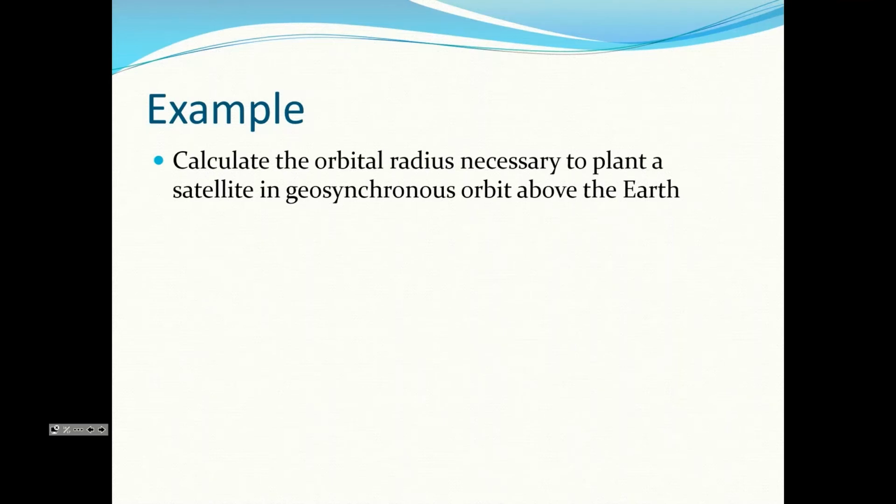So calculate the orbital radius necessary to place a satellite in geosynchronous orbit above Earth.